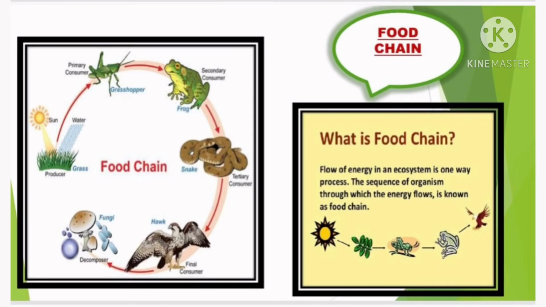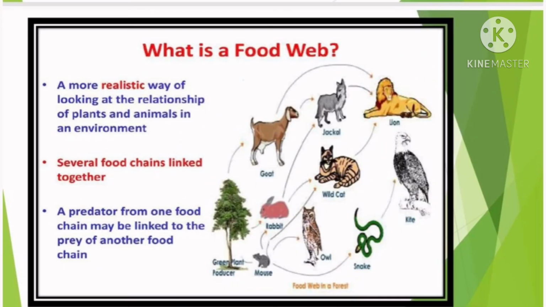What is a food chain? Flow of energy in an ecosystem is a one-way process. The sequence of organisms through which the energy flows is known as food chain. Food chains together form a food web. The more realistic way of looking at the relationships of plants and animals in an environment. So several food chains, when linked together, form a food web.